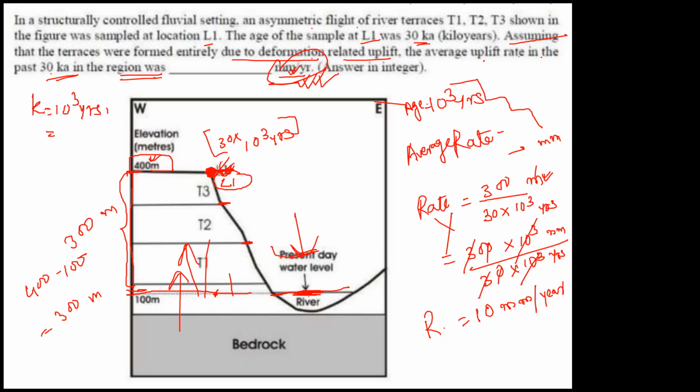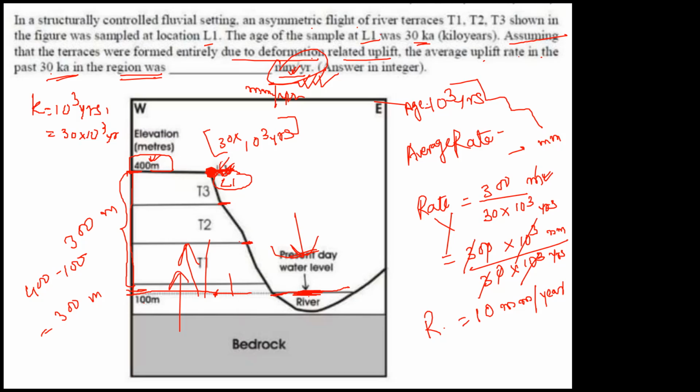So that is equal to 30 into 10 to the power 3 years. Why are we doing it in years? Because they are asking the answer in millimeter per year. Again, I have said the unit. Assuming that the terraces were formed entirely due to deformation, that is, due to upliftment, these terraces were being formed like steps. Related to upliftment, you have to find the average uplift rate. What was the rate at which it was moving?